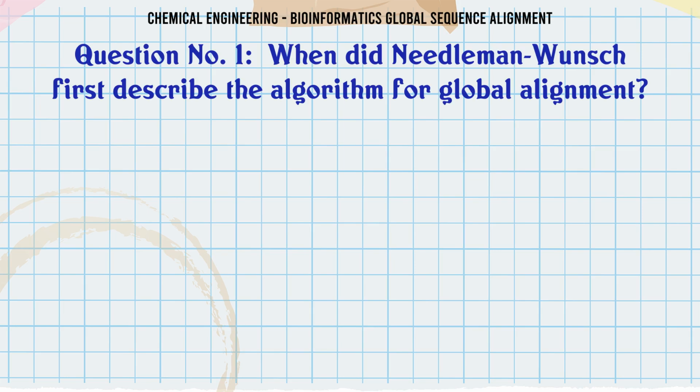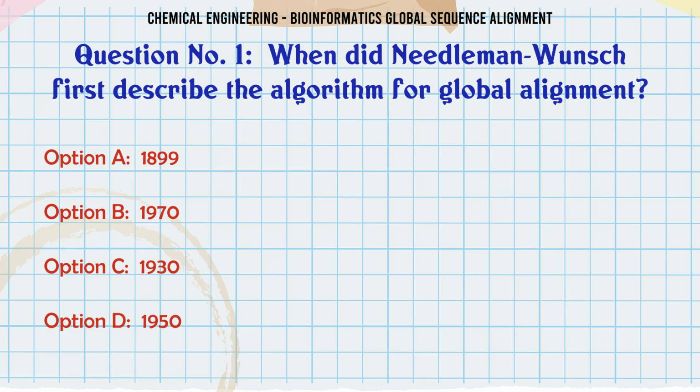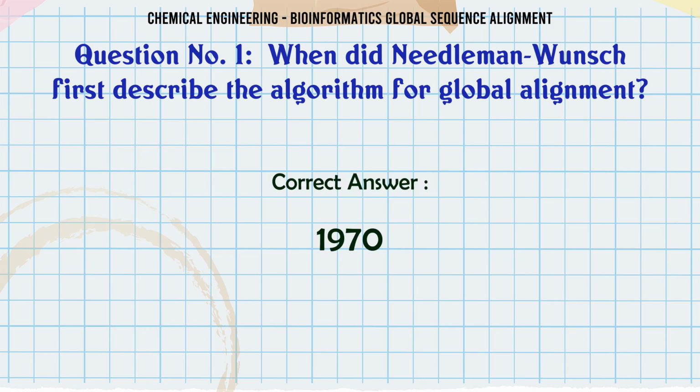When did Needleman-Wunsch first describe the algorithm for global alignment? A. 1899. B. 1970. C. 1930. D. 1950. The correct answer is 1970.